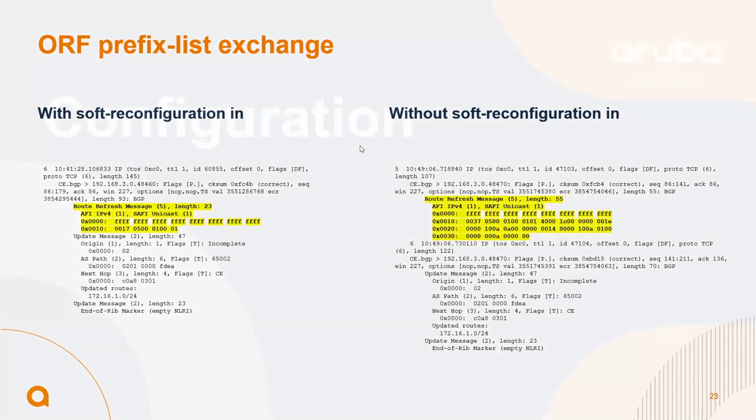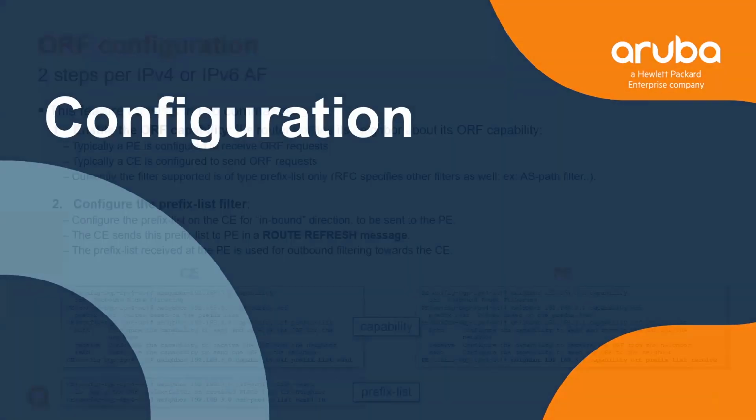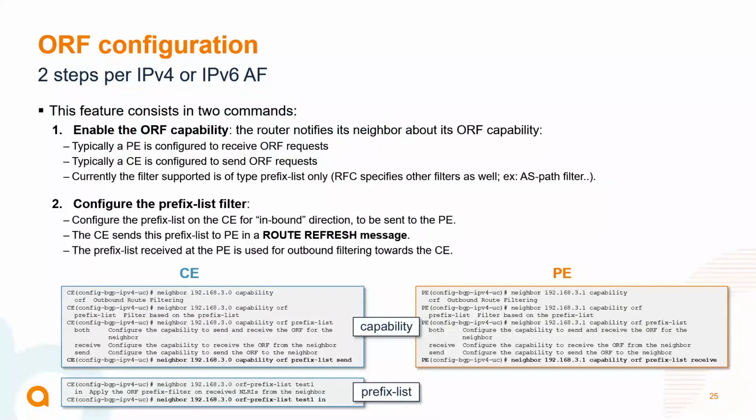Configuration, how you configure. This is done in two steps, whether you use IPv4 or IPv6 address family. First, you enable the ORF capability. This is to notify the neighbor about the ORF capability in the open message. Typically the PE will be configured to receive requests and the CE to send ORF requests.